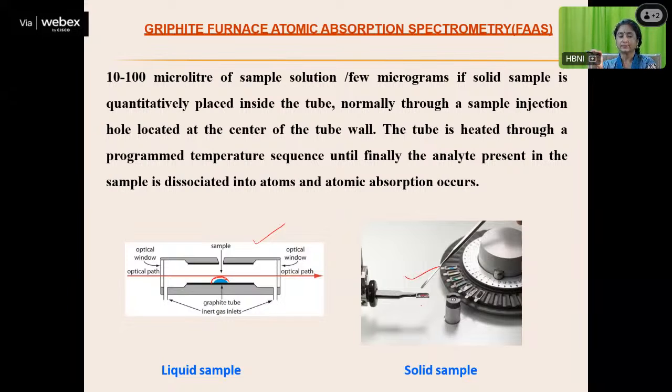Normally this is done through a sample injection hole located at the center of the tube wall. The tube is heated through a programmed temperature sequence until finally the analyte present in the sample is dissolved or dissociated into atoms, and atomic absorption occurs. So this is the liquid sample, and this is the solid sampling accessory for graphite furnace AAS.